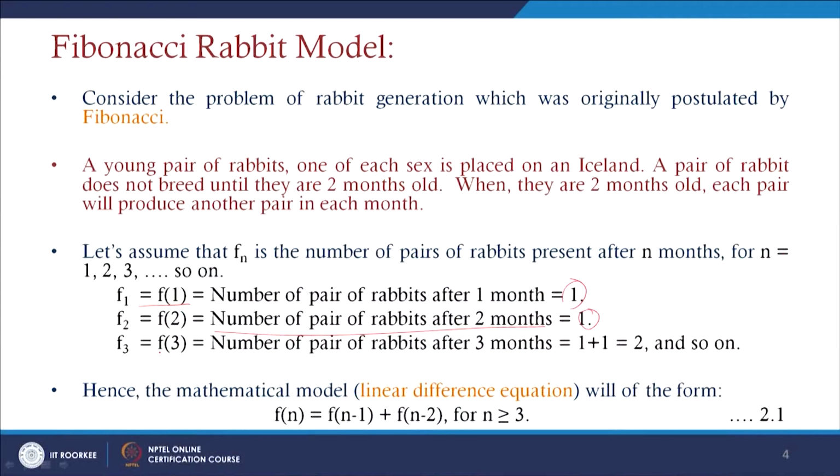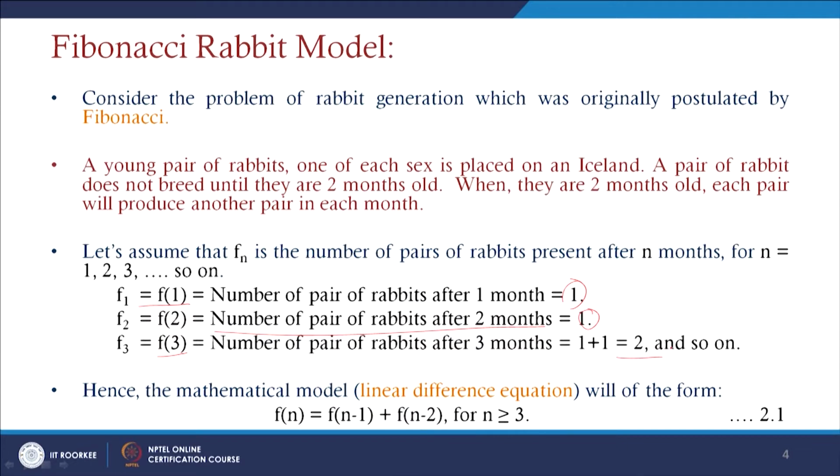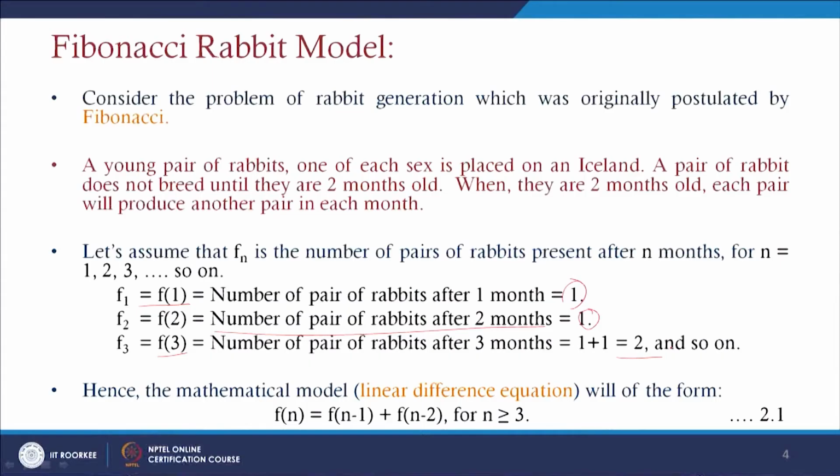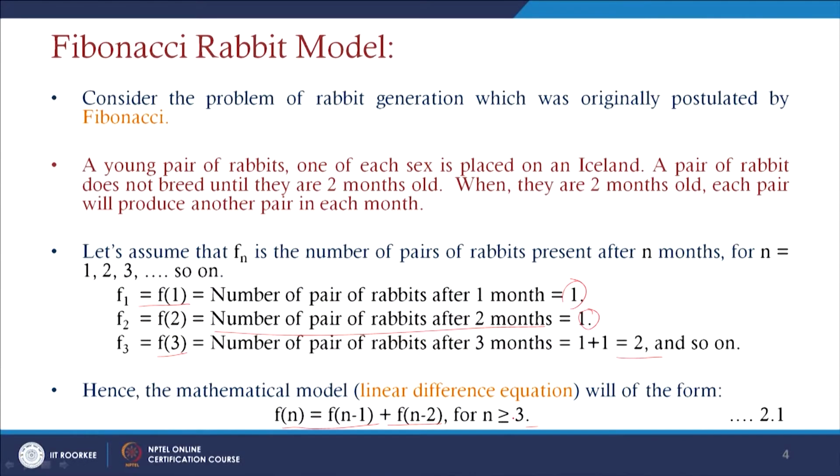f of 3 is the number of pairs of rabbits after 3 months. First there was 1 pair, and they have given birth to 1 pair, so the total is 2 pairs. After this it continues, and the next baby pairs give birth after 2 months again. Hence, Fibonacci developed a mathematical model using this linear difference equation: f n equals f n minus 1 plus f n minus 2 for n greater than or equal to 3. Since it is a linear difference equation of order 2, we require 2 initial conditions.